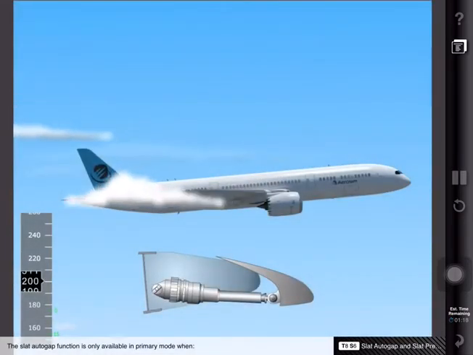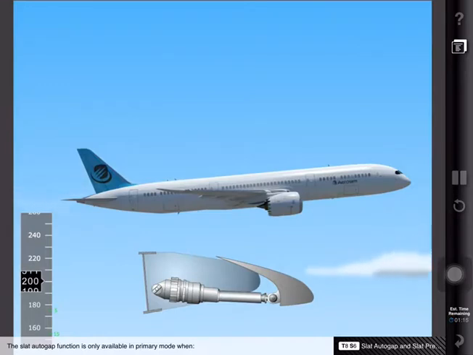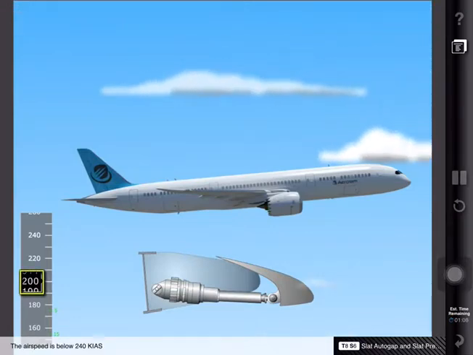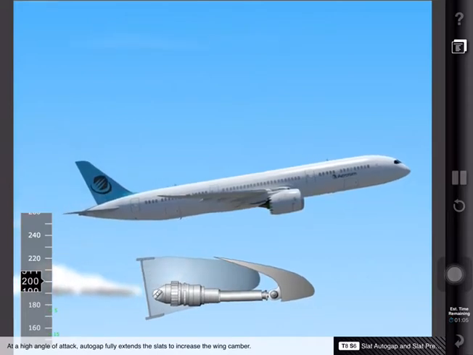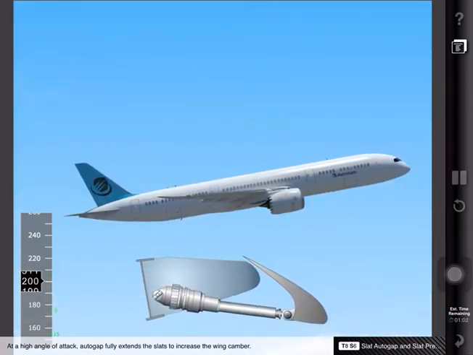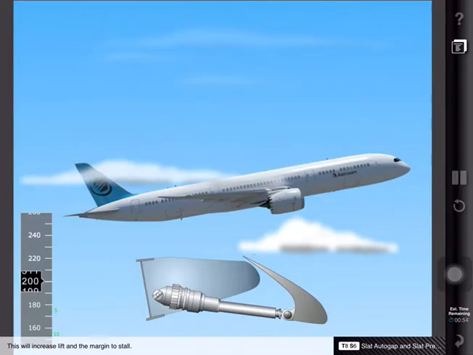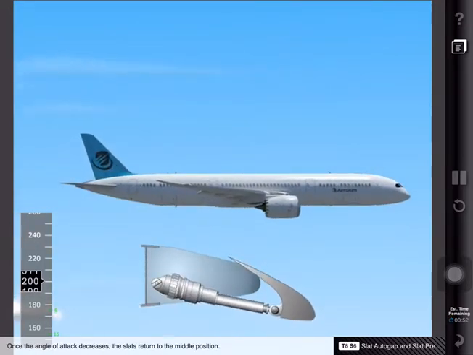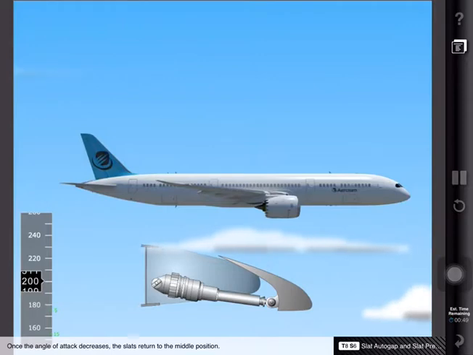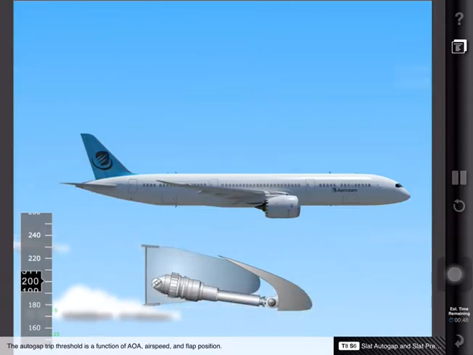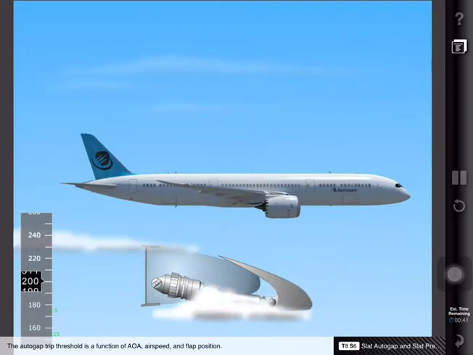The slat auto gap function is only available in primary mode when the slats are in the middle position and the airspeed is below 240 knots. At a high angle of attack, auto gap fully extends the slats to increase the wing camber. This will increase lift and the margin to stall. Once the angle of attack decreases, the slats return to the middle position. The auto gap trip threshold is a function of angle of attack, airspeed, and flap position.